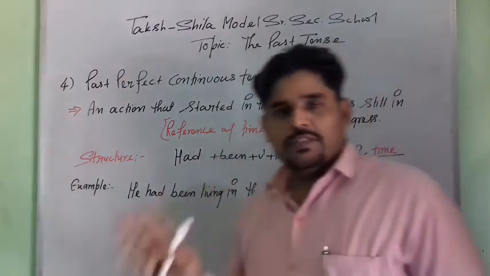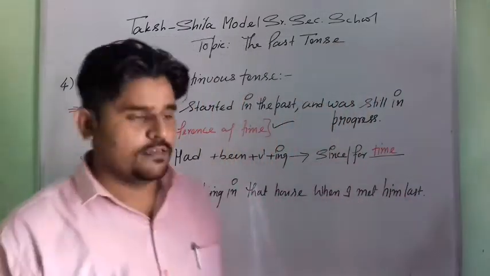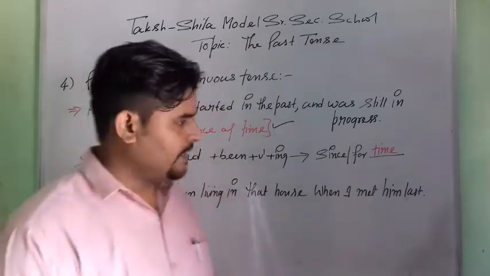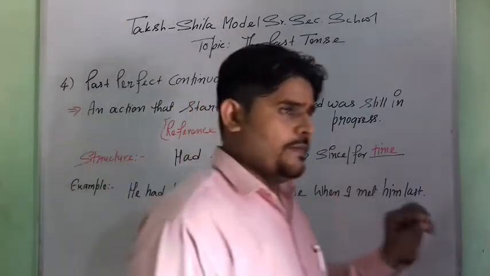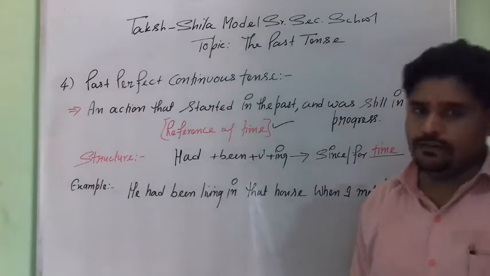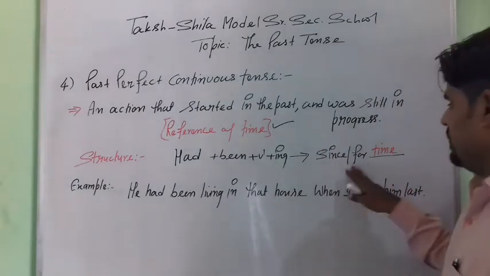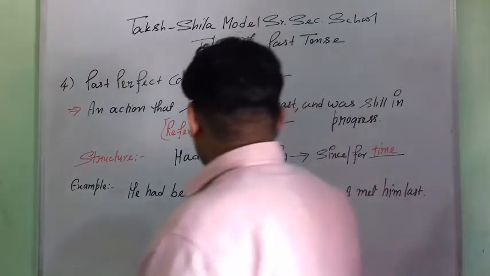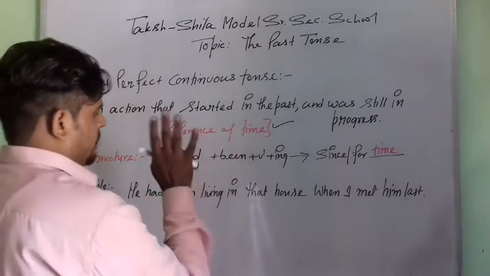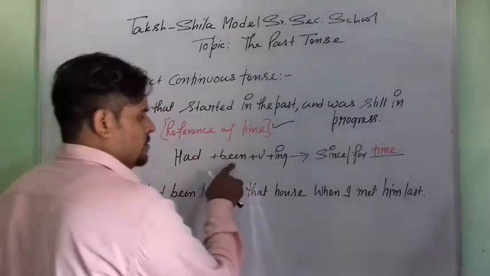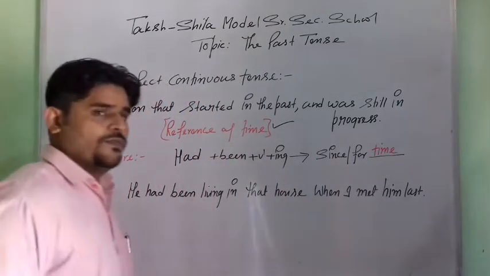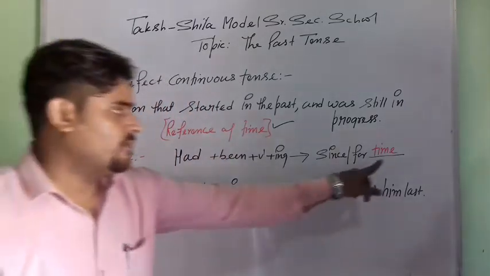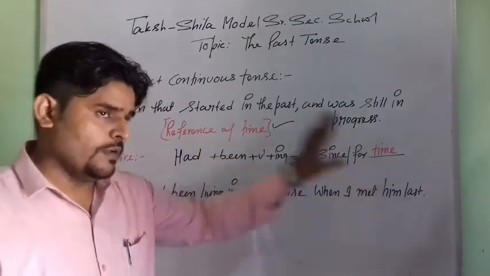The use of since or for I explained to you in the first video, right? So you just need to remember that, you just need to learn that rule of the uses of since or for, right? So we just need to take the helping verb as had, and been is used, and along with been we use first form plus ing, and before the time either we use since or for.